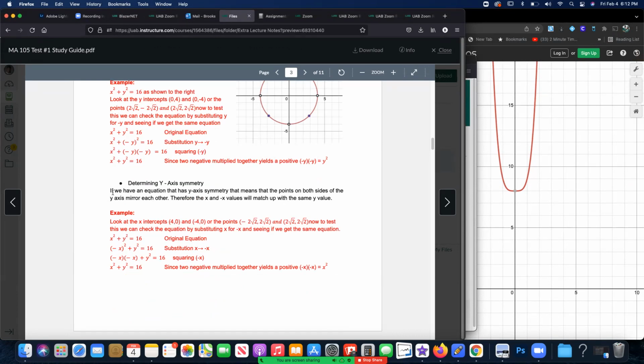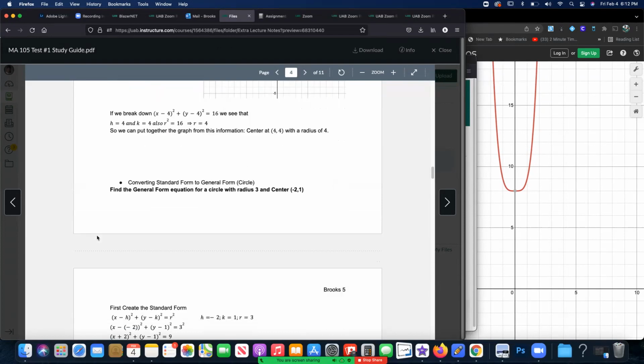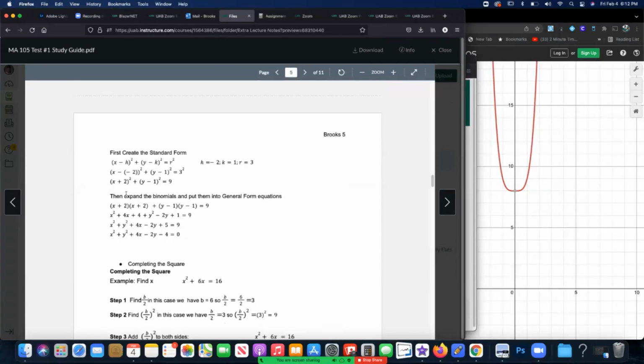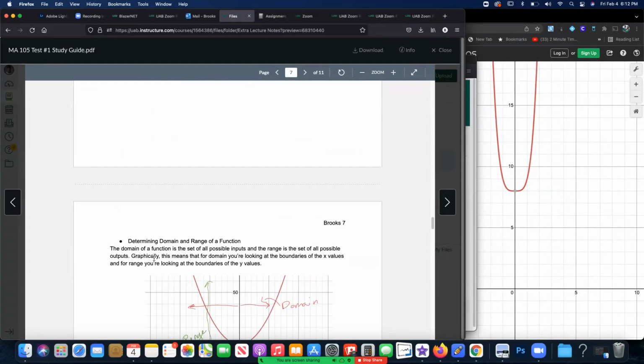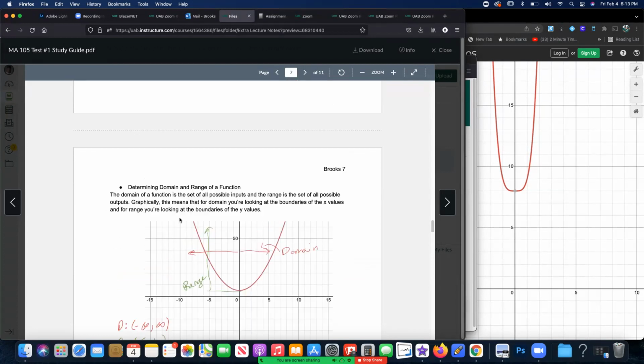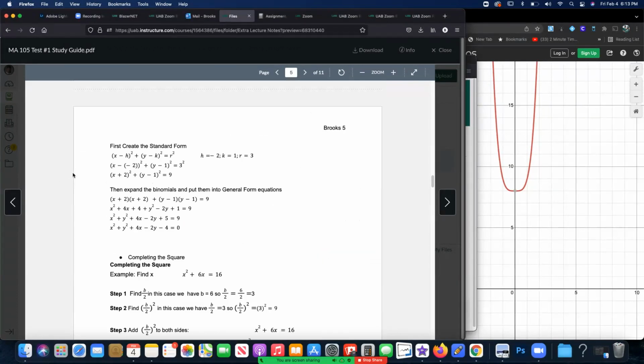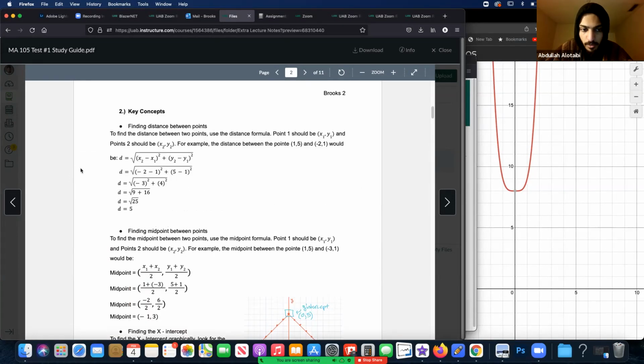For example, if we have an equation with x symmetry, both sides of the y-axis mirror each other. Everything I did with you just now, I show you how to do in examples. This is another way to reinforce what's actually happening in the problem: completing the square, vertical line tests, domain and range, everything we've been talking about so far. And then of course you have my previous videos as well. Yeah, I found them helpful as well.